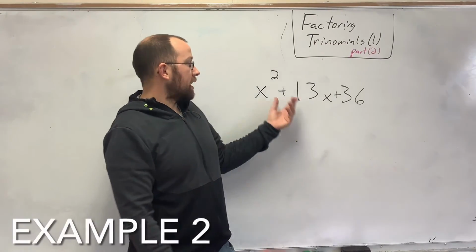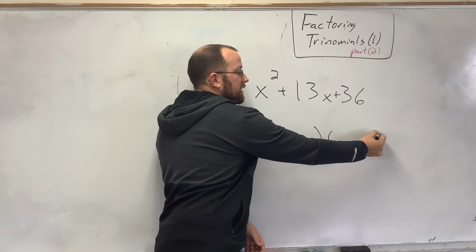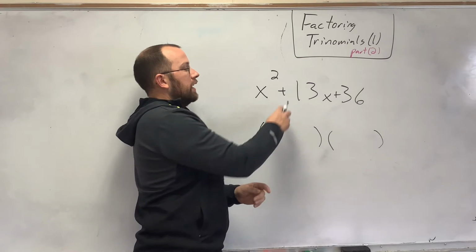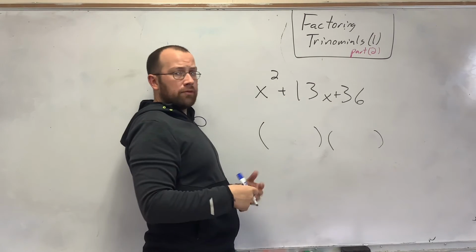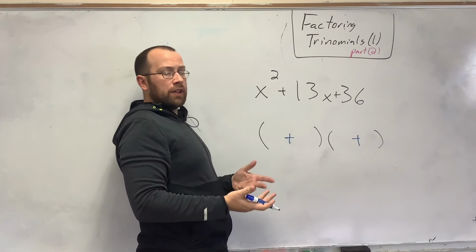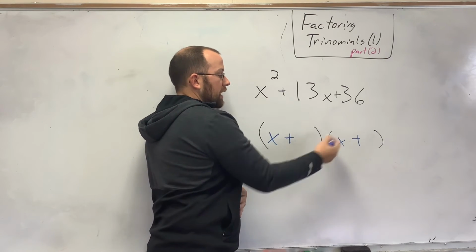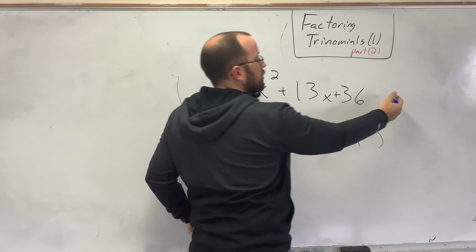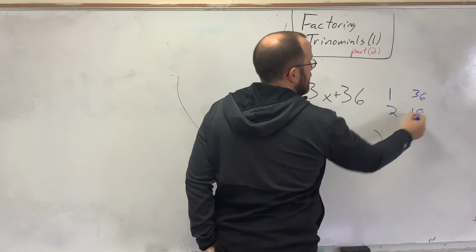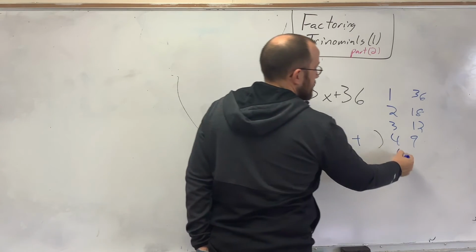All right, another example. Again, I have positive and positive. The first thing I do is put my parentheses below it. Now I need my signs. That's a positive and that's a positive. What we learned is if they're both positive, these will both be positive. Now I have to figure out the other two numbers. What times what gives me x squared? x and x. Now I write out my factors of 36. So 1 and 36, 2 and 18, 3 and 12, 4 and 9, and 6 and 6.